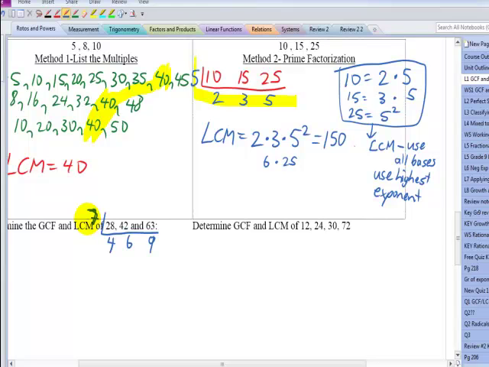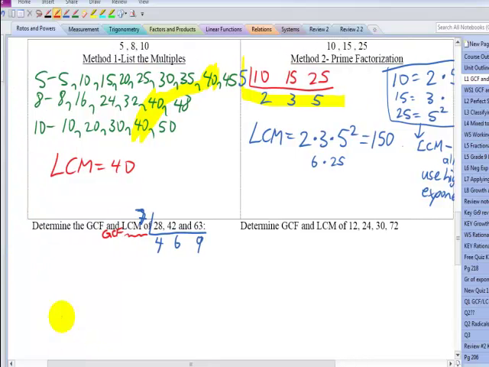No. So guess what? GCF stops. Okay? The GCF stops. So your GCF is simply 7 because it goes into all three numbers. Now what we're going to do is carry on to find our LCM. So we can divide them by 2, 2, 3, and this one, the last one, we just carry down. We don't divide it at all.